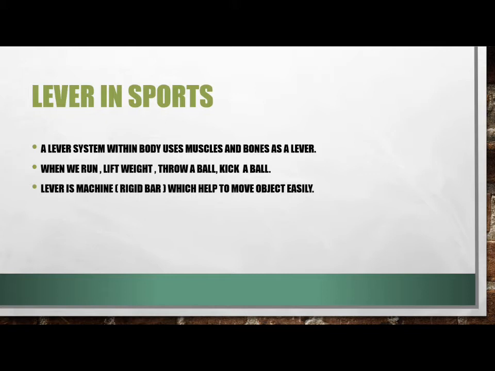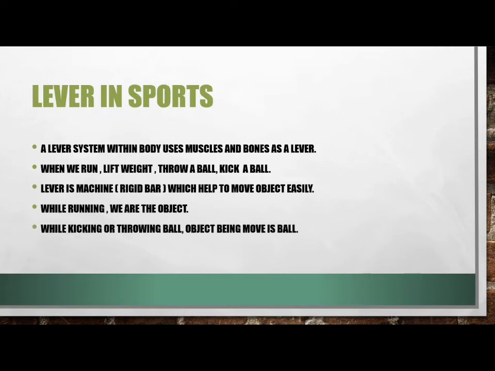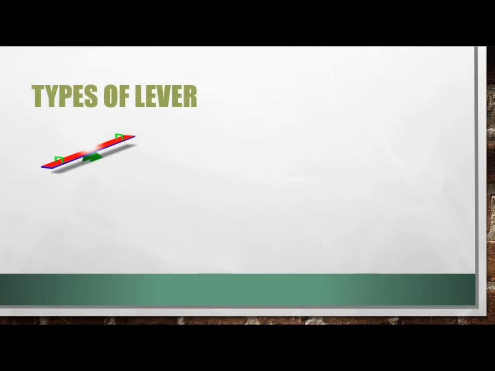A lever system comprises a rigid bar which moves on a fixed point called a fulcrum. When any external force is applied, which is known as effort, the resistance which is going to move is known as load. Now, types of lever. This is the first class lever. A seesaw is a day-to-day life example, and heading a football is a sporting example.